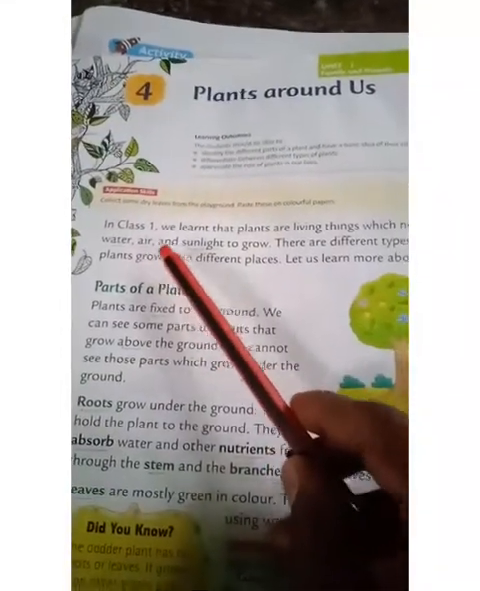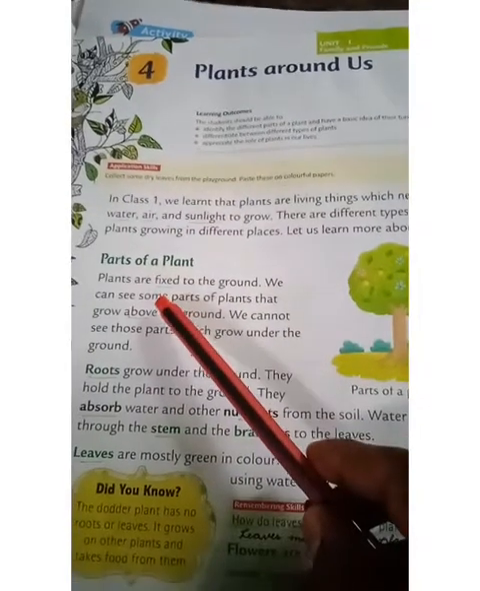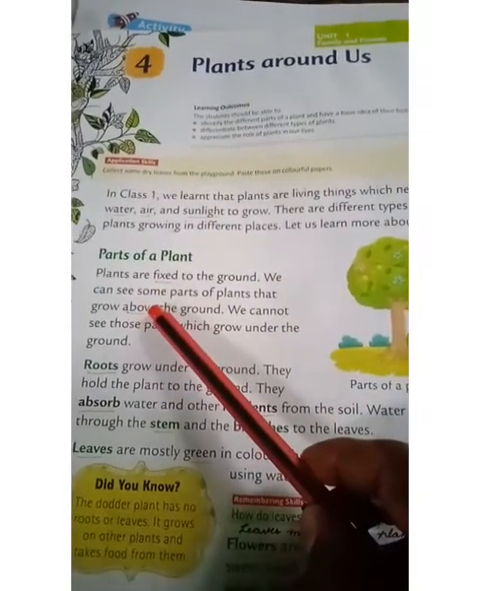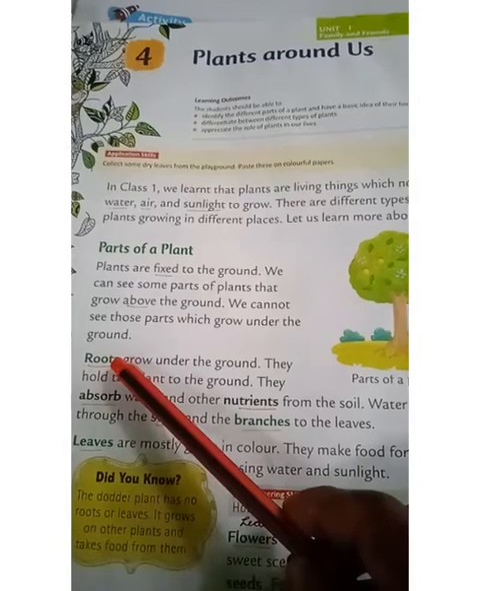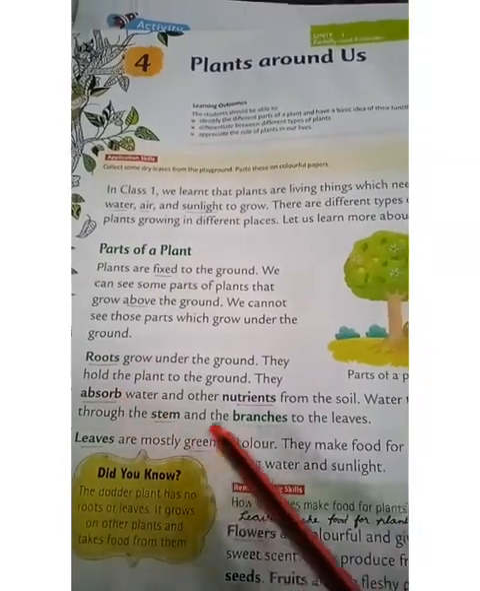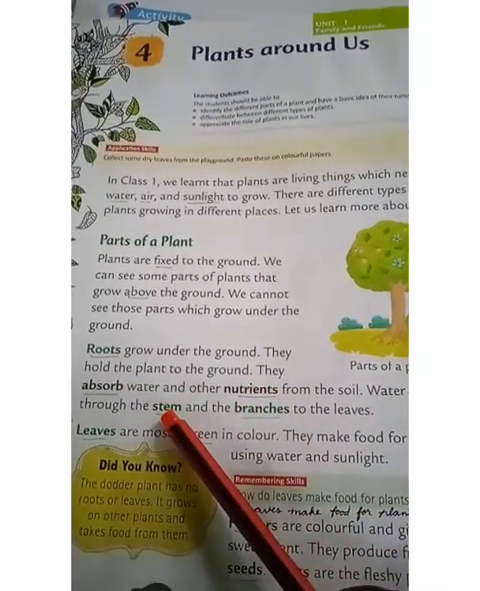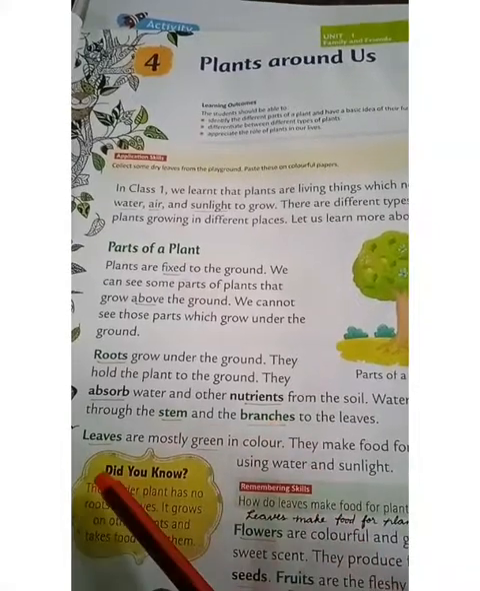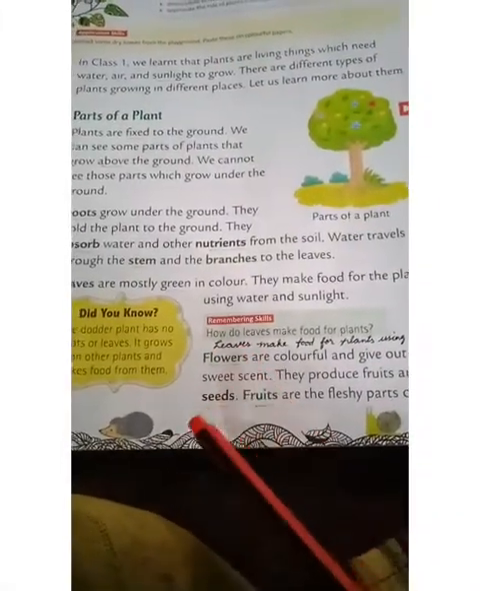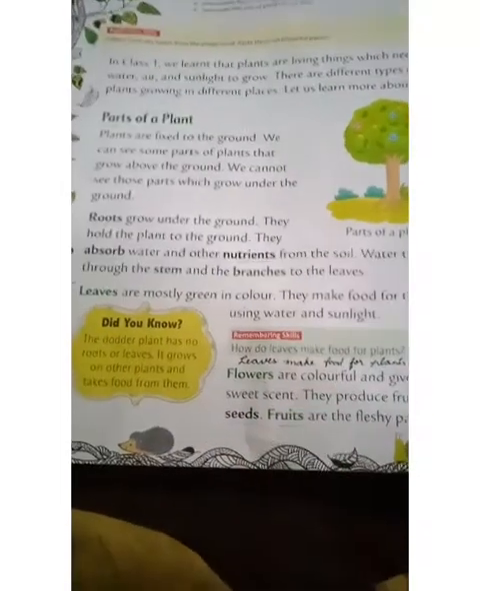Water. Air. Sunlight. Fixed. Above. Roots. Absorb. Nutrients. Stem. Branches. Leaves. Flowers. Seeds. Fruits. Okay, ma?